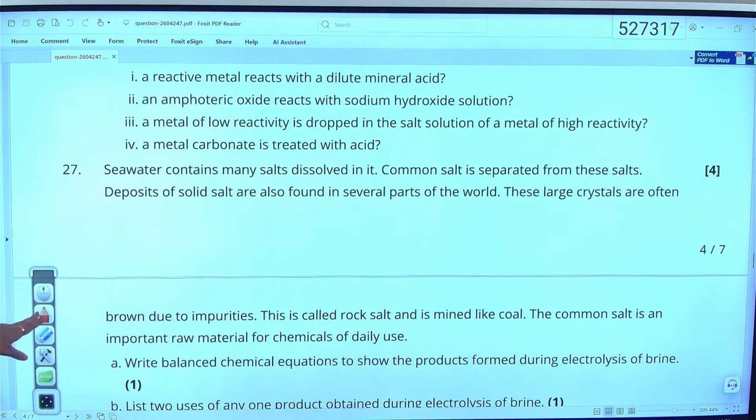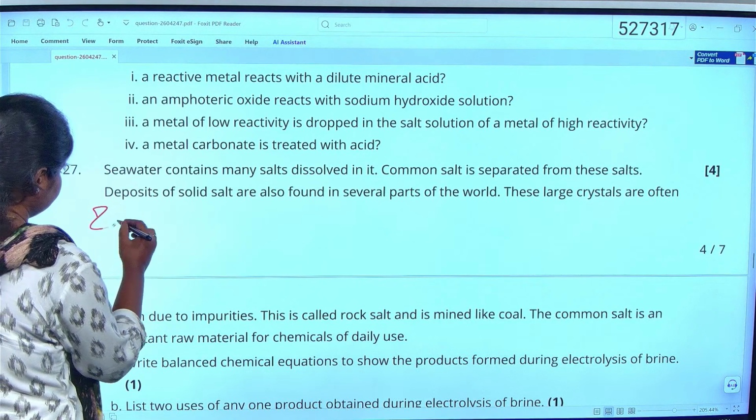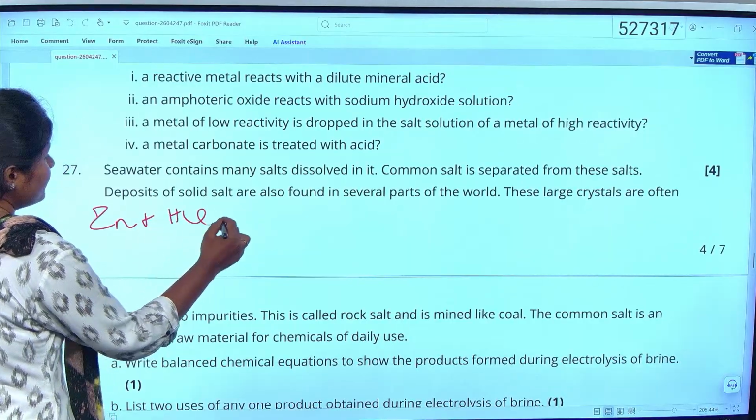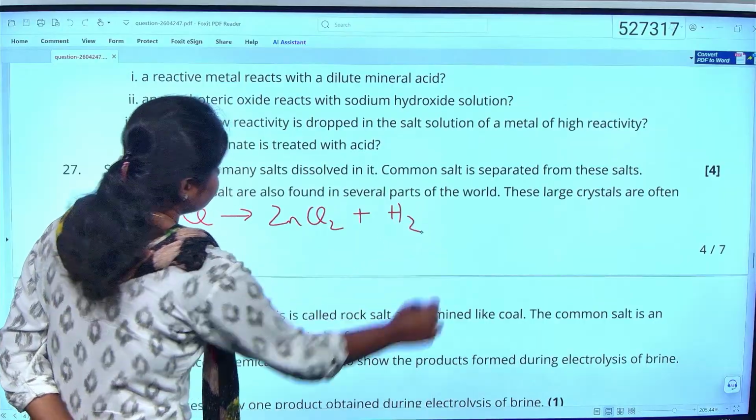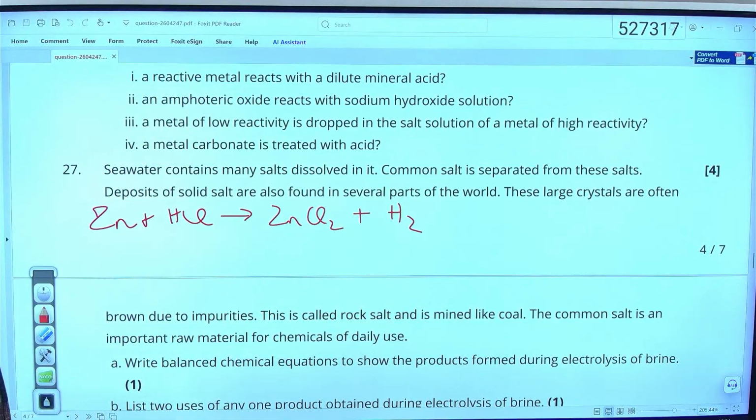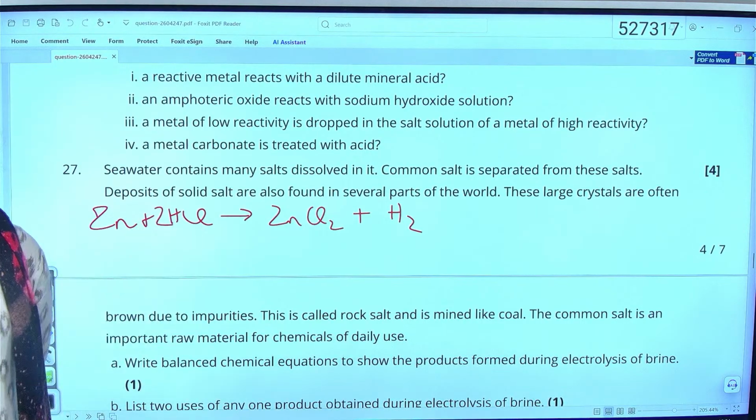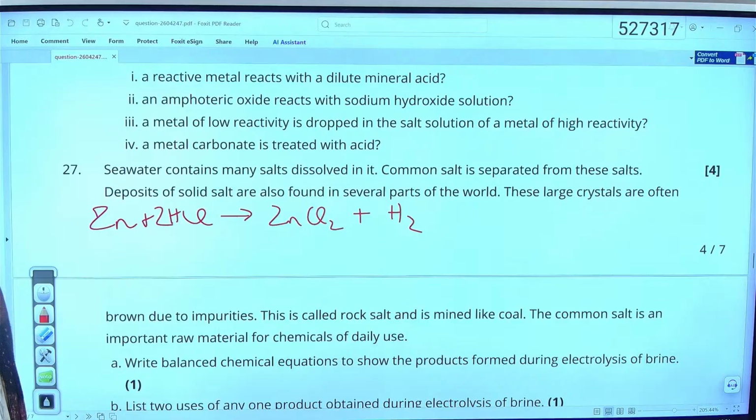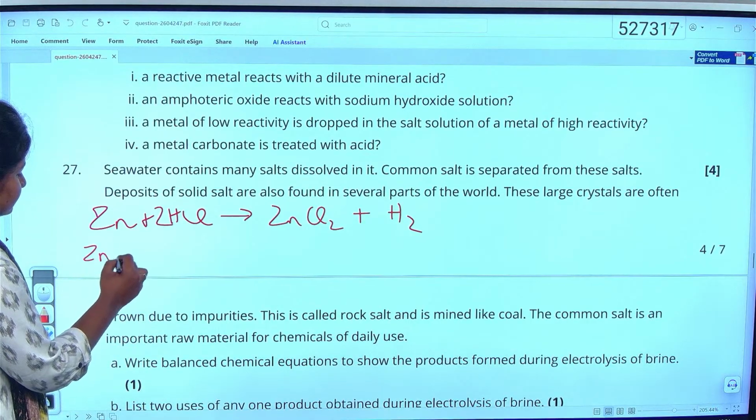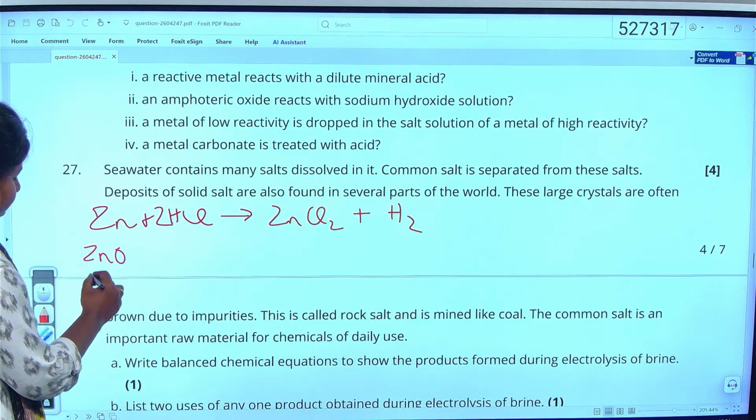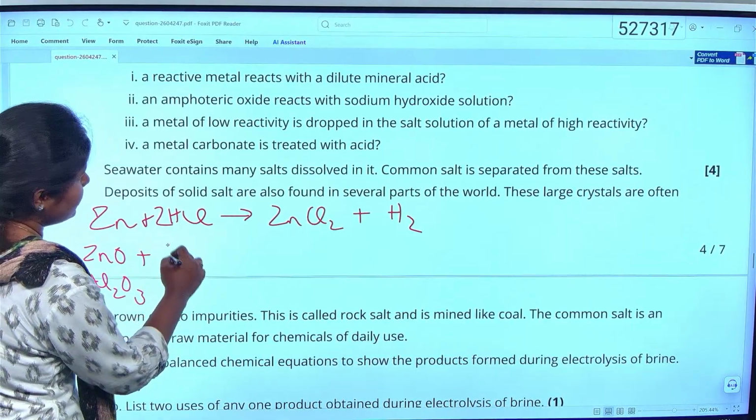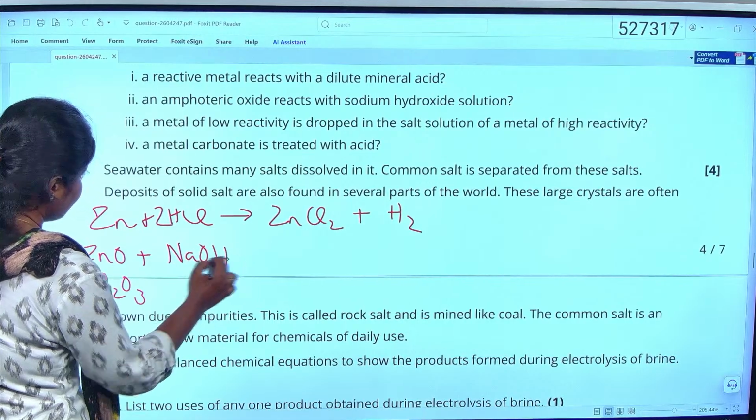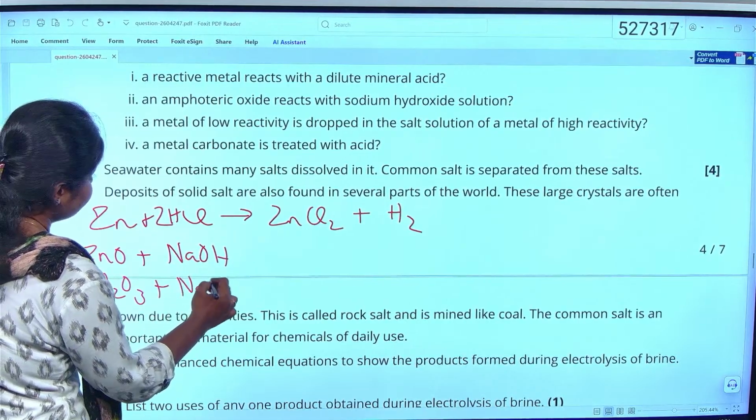So zinc plus HCl, what will form? Zinc chloride, formula ZnCl2. Amphoteric oxides react with sodium hydroxide solution. There are two amphoteric oxides: zinc oxide and aluminum oxide. So write the equation: zinc oxide plus sodium hydroxide, aluminum oxide plus sodium hydroxide.